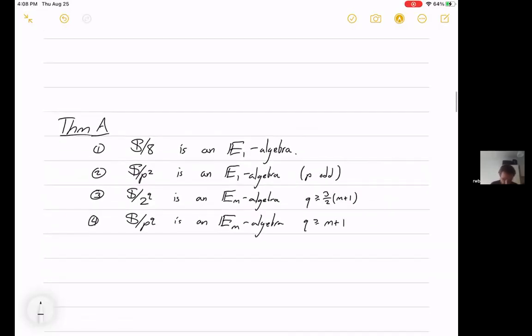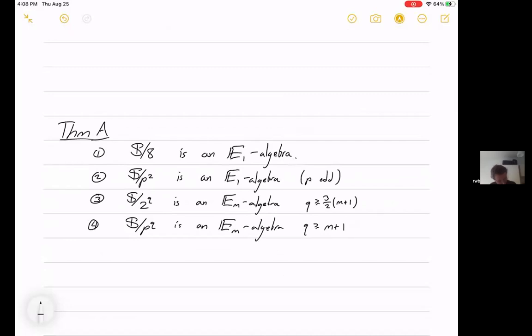The main theorem I'm going to talk about today is this theorem of mine that says that S mod 8 admits an E1 algebra structure. S mod P squared admits an E1 algebra structure when P is an odd prime. S mod 2 to the Q is an EM algebra when Q is at least as large as 3 over 2 m plus 1. And S mod P to the Q is an EM algebra when Q is at least m plus 1, and here again, P is odd.